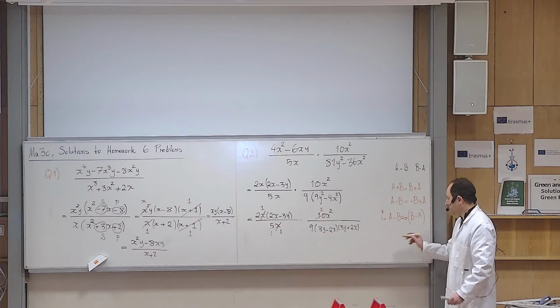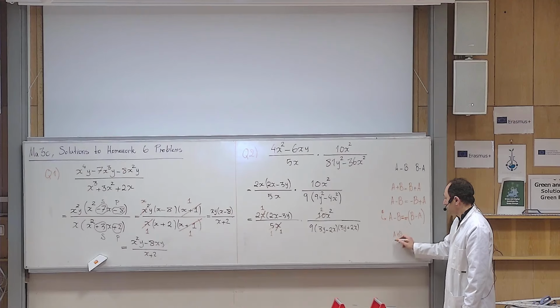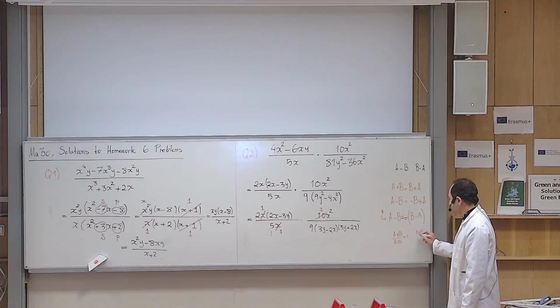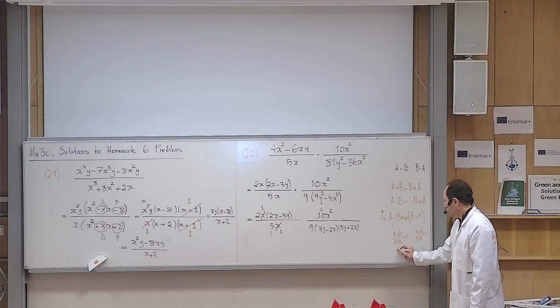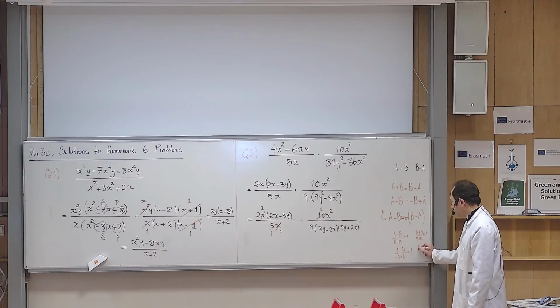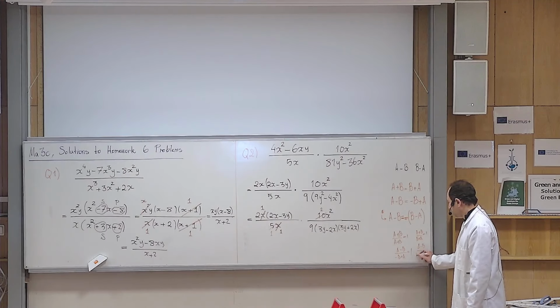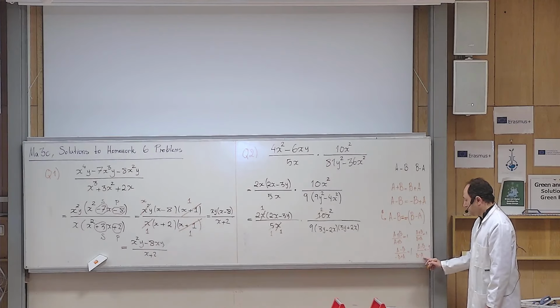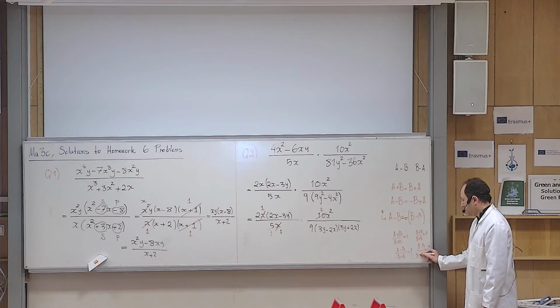For example, can you tell me, if I ask you what is A plus B over A plus B, what is the answer? It's 1. If I ask you what is A plus B divided by B plus A, what is the answer? 1. If I say A minus B divided by minus B plus A, what is the answer? Again, 1. But if I say A minus B divided by B minus A, the answer is minus 1. Yes? A minus B and B minus A are not the same, but they differ by a minus sign.